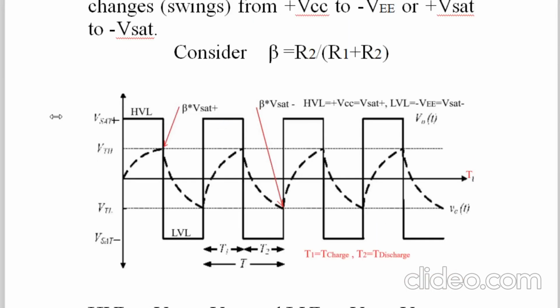This is the graph. On the x-axis there is time, on the y-axis there is voltage. Above the x-axis there is positive voltage, below the x-axis there is negative voltage. Positive voltage is called HVL, which is equal to plus VCC, that is also called Vsat plus. Negative voltage is called LVL, that is equal to minus VEE. So here everything is given. HVL equal to plus VCC equal to Vsat plus, comma, LVL equal to minus VEE equal to Vsat minus.